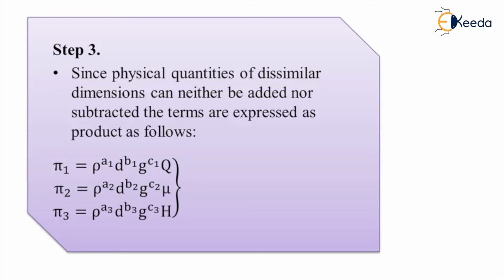In step 3, since physical quantities of dissimilar dimensions can neither be added nor subtracted, the pi terms are expressed as products. So we have the expressions: pi 1 is equal to rho raised to a1, d raised to b1, g raised to c1, and Q. Similarly, pi 2 is equal to rho raised to a2, d raised to b2, g raised to c2 into mu. And pi 3 is equal to rho raised to a3, d raised to b3, g raised to c3 into H.